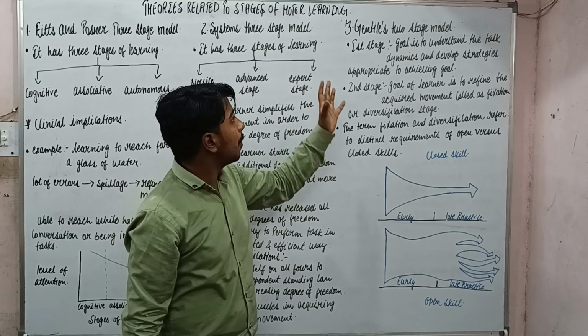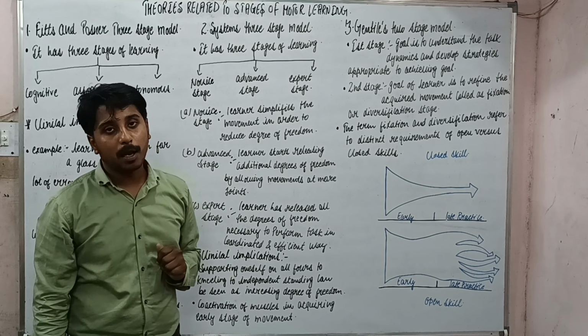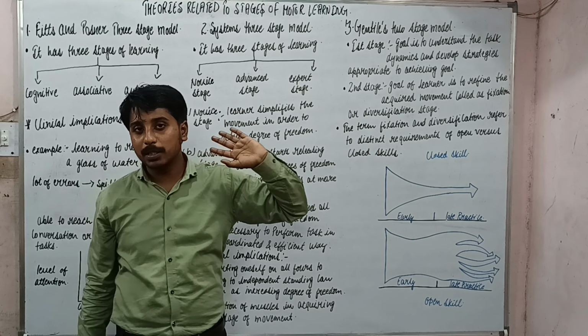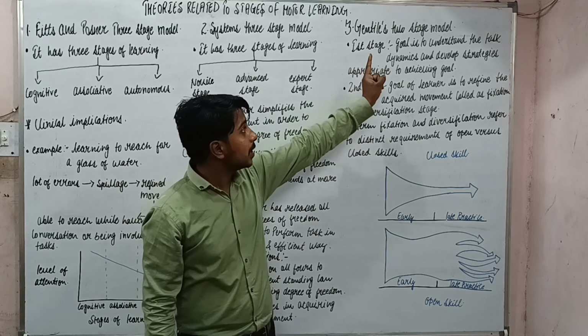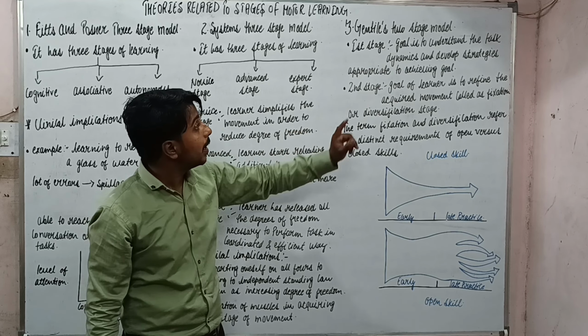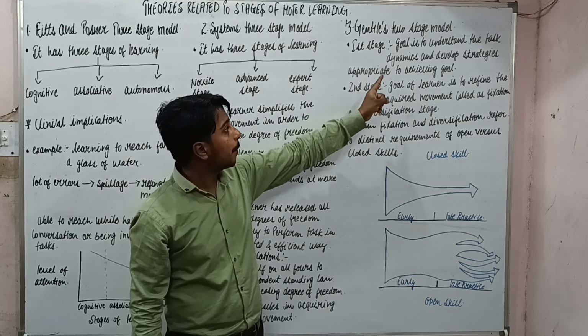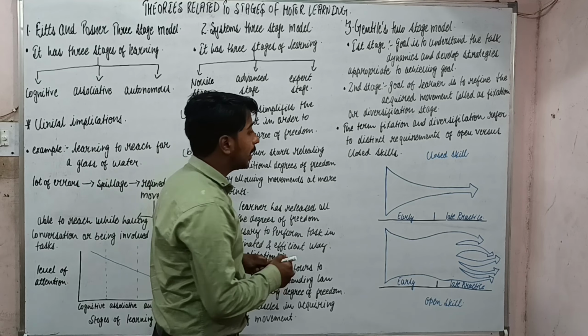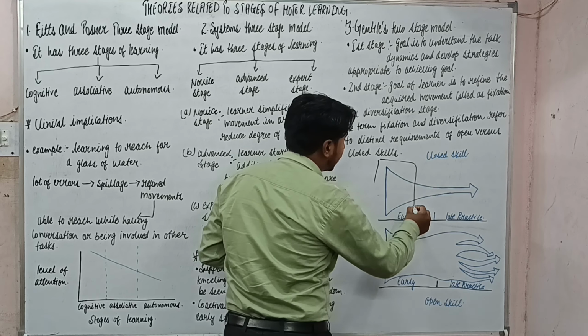Okay, so this is about Gentile's two-stage model. I will explain this again. In the first stage, the goal is to understand and develop strategies which are appropriate to achieving the goal. That is this part, this initial part.